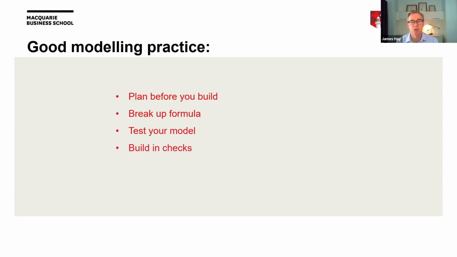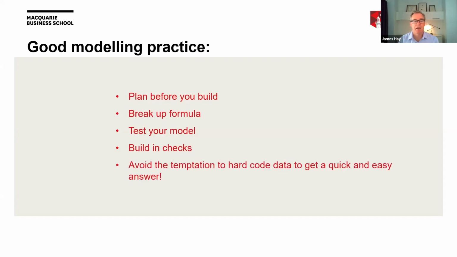And of course, you need to build in checks. In a financial model, sometimes the easiest check is just making sure the balance sheet balances. With a cash flow model, you can add up your cash flows in two different directions, across the page and down the page. Can you resolve all of your cash flows in two different directions? So different sorts of checks to ensure that your model is robust. And I'll reinforce it again, avoid the temptation to hard code data to get the quick and easy answer, particularly when you've got that meeting in an hour's time and you need the answer. You really need to avoid that temptation to just modify formulas to get the results that you want.